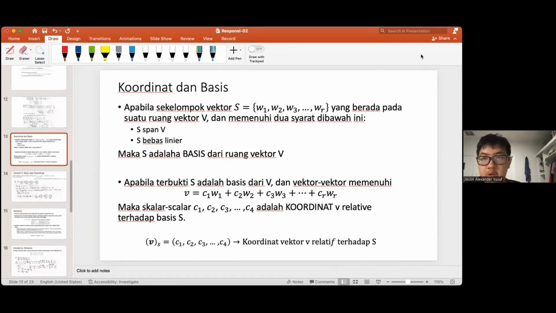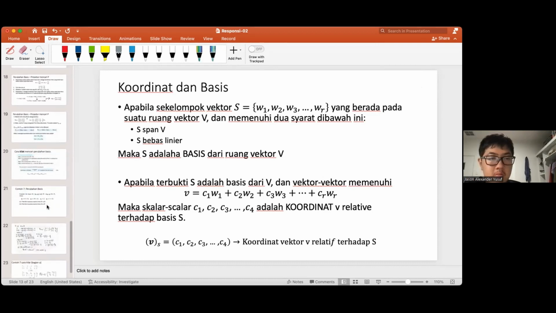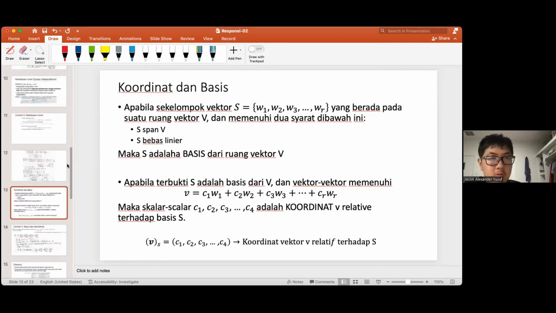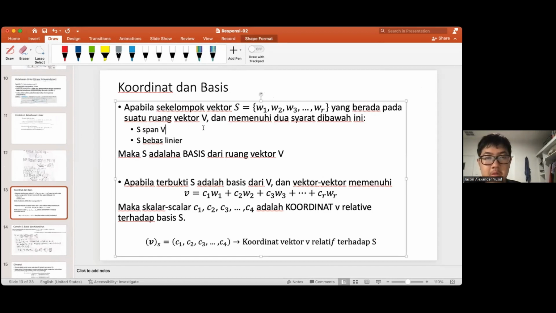So basically this is next, which is coordinate and basis. So for coordinate and basis, let's say we have this S. S can become a basis of vector space V if they are linearly independent and they span V. If you can prove these two, then we can show that S is a basis of V.